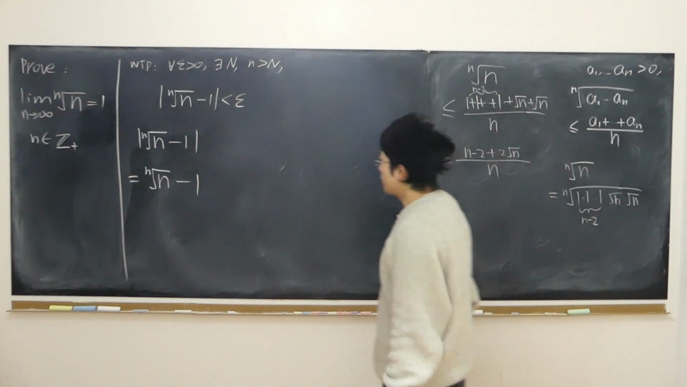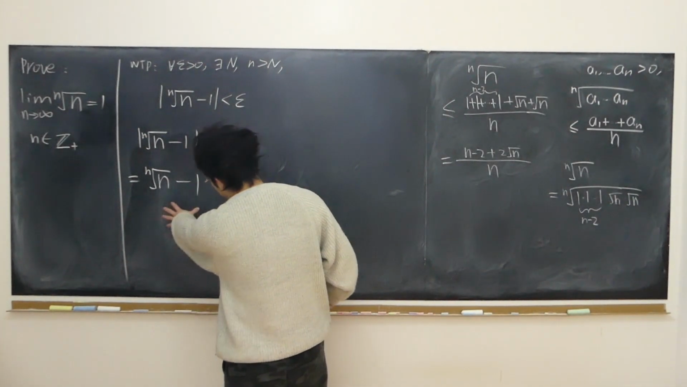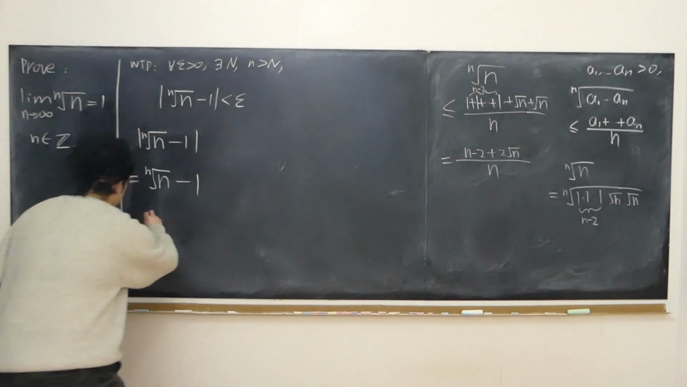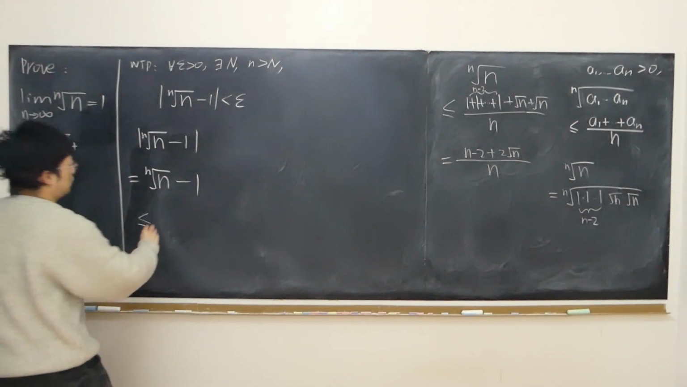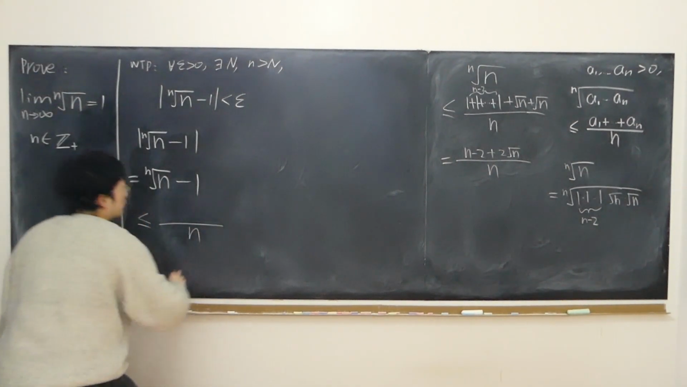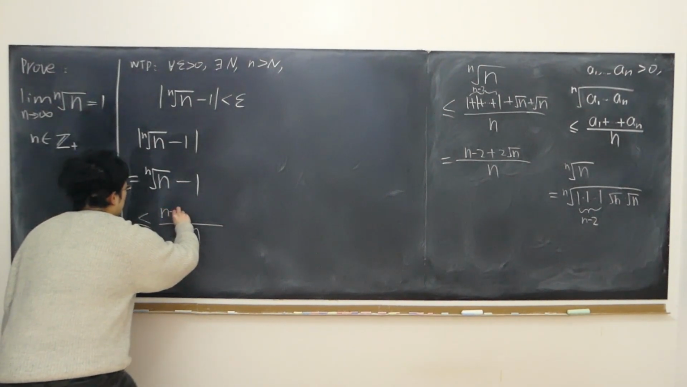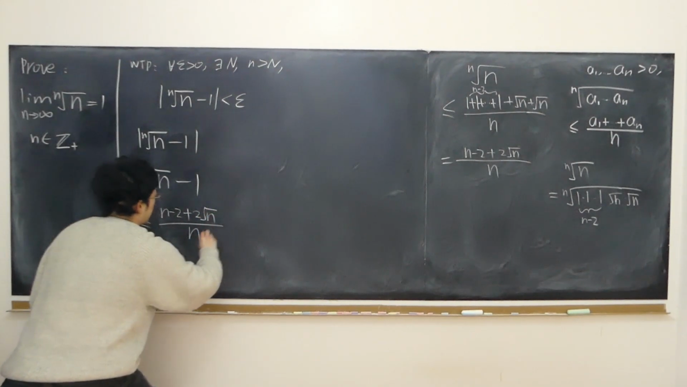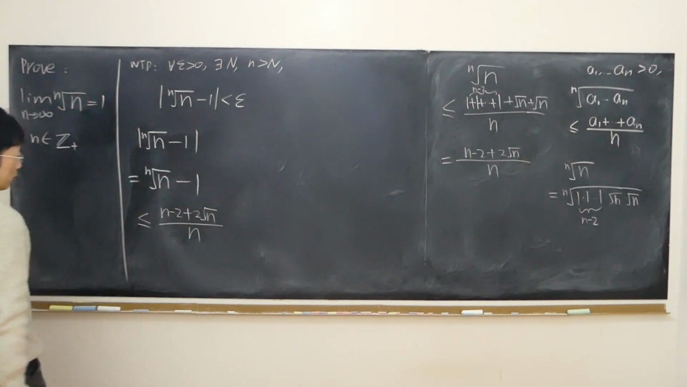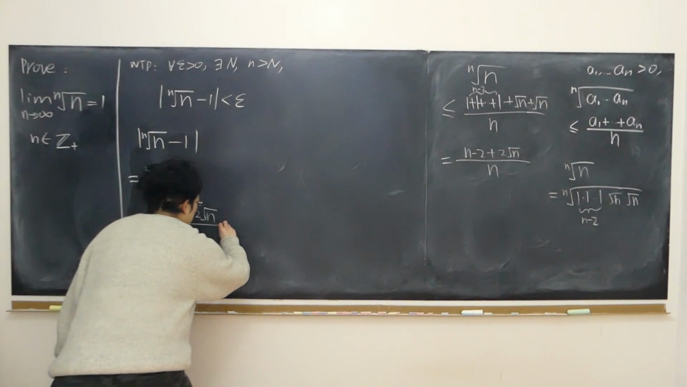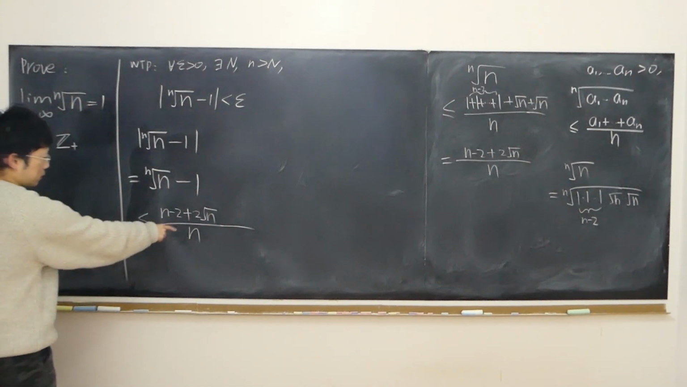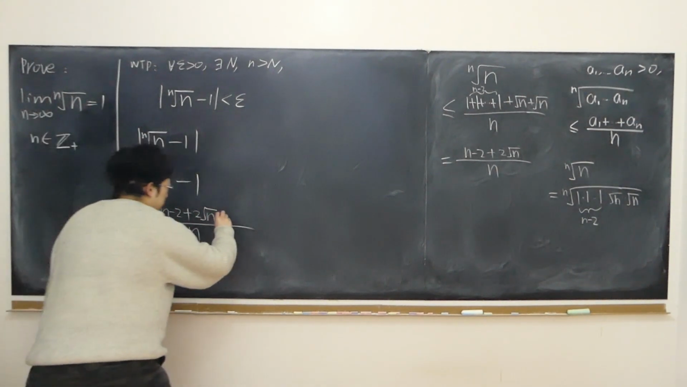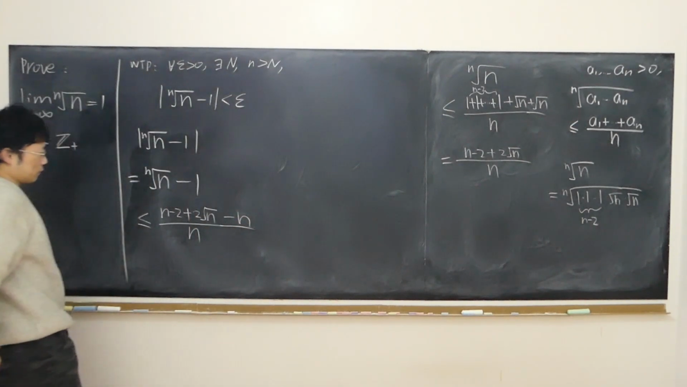All right, so therefore I can loosen my inequality. So that is no larger than, just copy it down, n, then n minus 2 plus twice of square root of n, I have to minus 1 following that. Then I can just use the common denominator, just n, then therefore I have to minus n on the top.